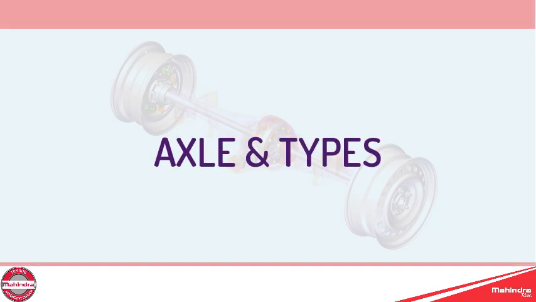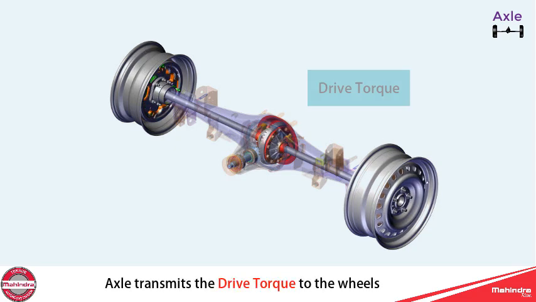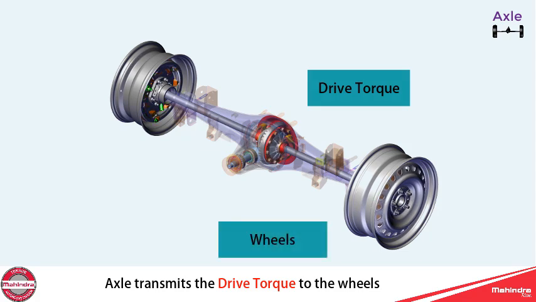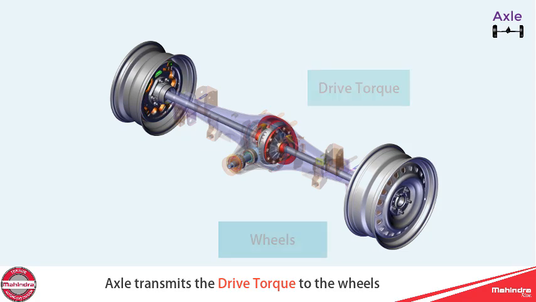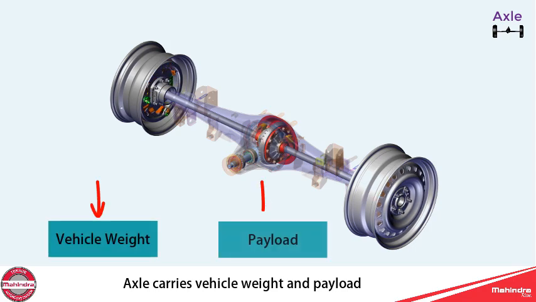Axle and types. Axle is the important part of powertrain. Axle transmits the drive torque to the wheels. Axle carries vehicle weight and payload.